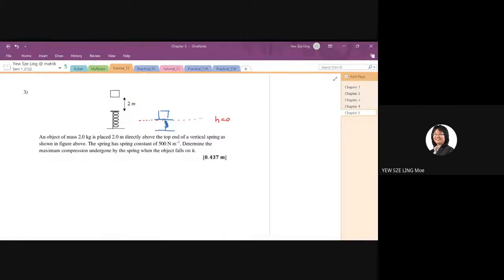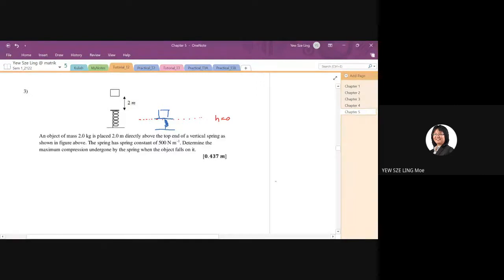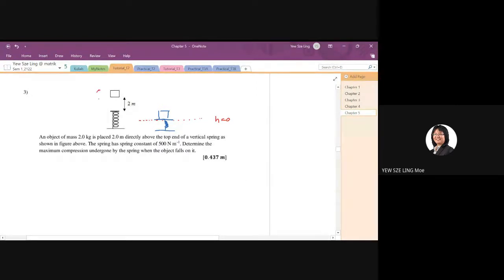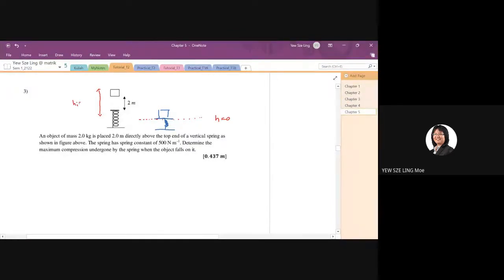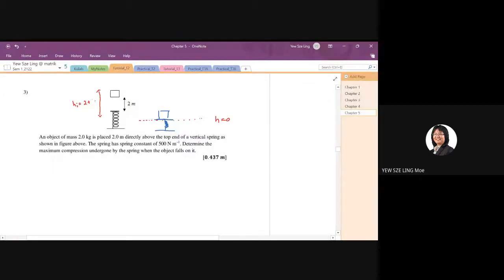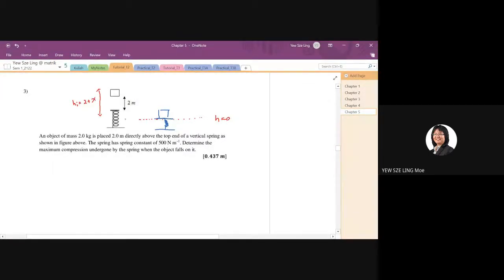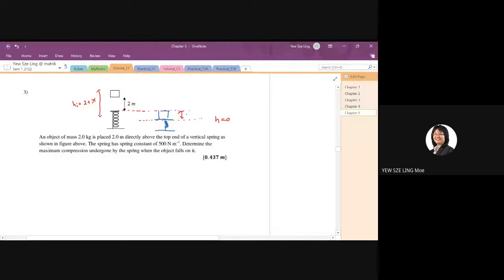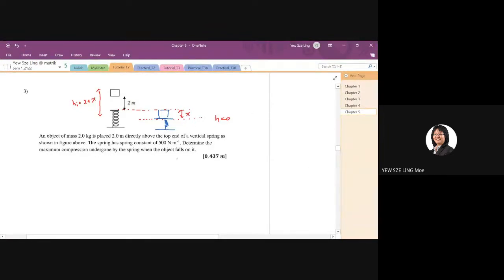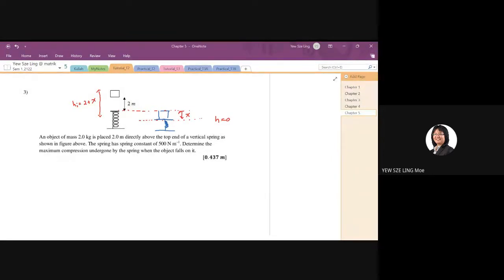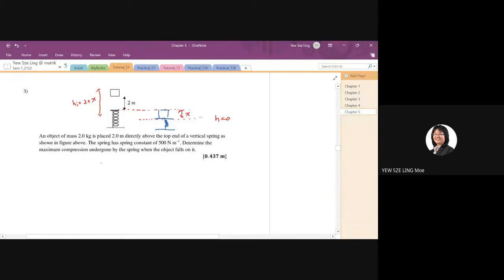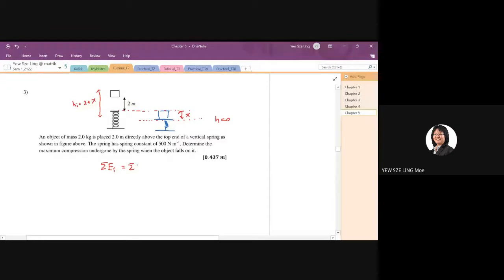All right. So when the object undergoes compression, our initial H will have a slight change. So our H initial is equal to 2 plus the compression, which is X. Our H final is equal to 0. So that is what I'm going to do now. The compression for the spring is X. All right, let's see. How am I going to solve it? So, 2 kg object. Let's begin with summation E initial equals summation E final.